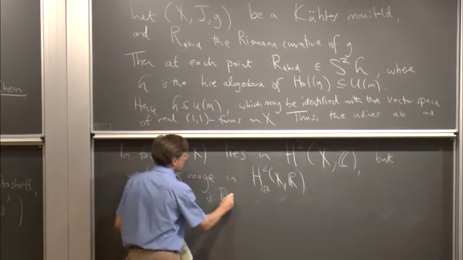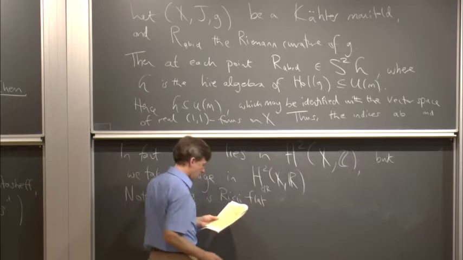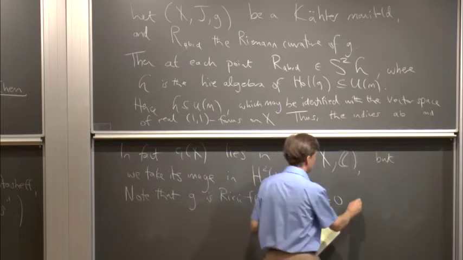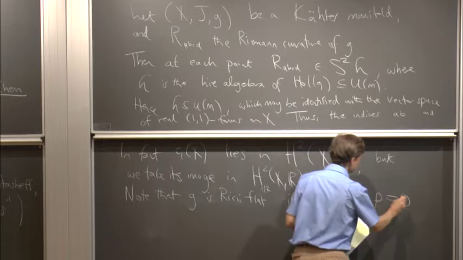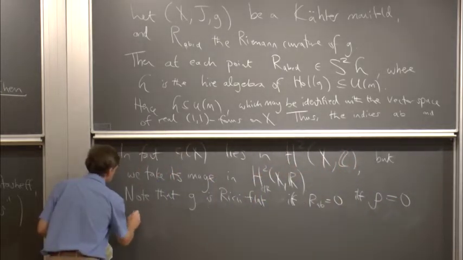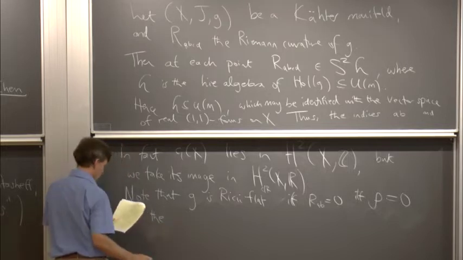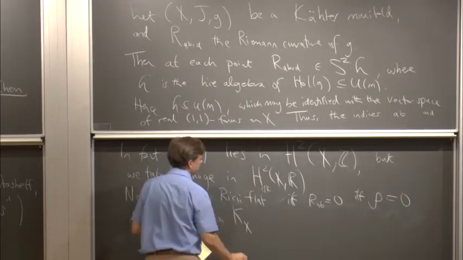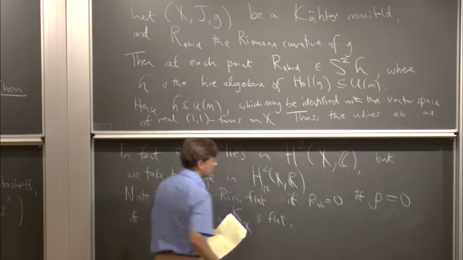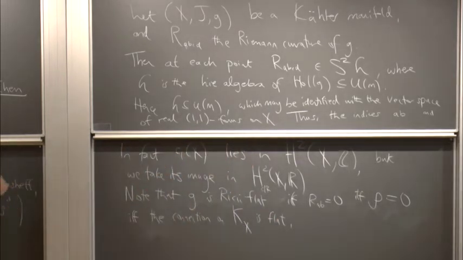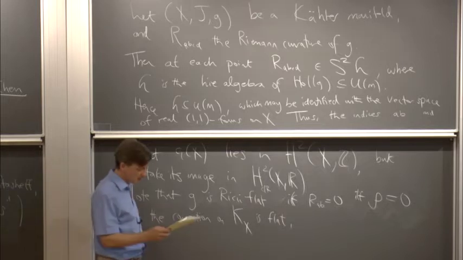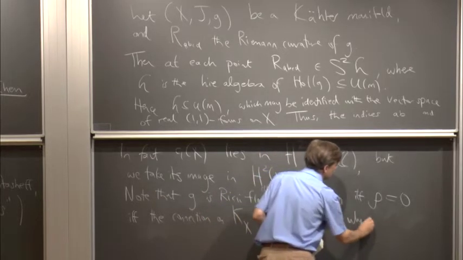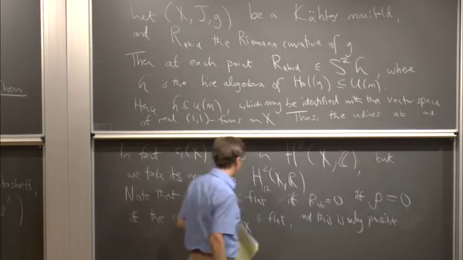Okay. So also note that g is Ricci flat if and only if R_ab equals 0, if and only if the Ricci form rho is 0, if and only if the connection on K_X is flat, because curvature being 0 by definition means that the connection is flat, and this is only possible if c_1 of X equals 0.